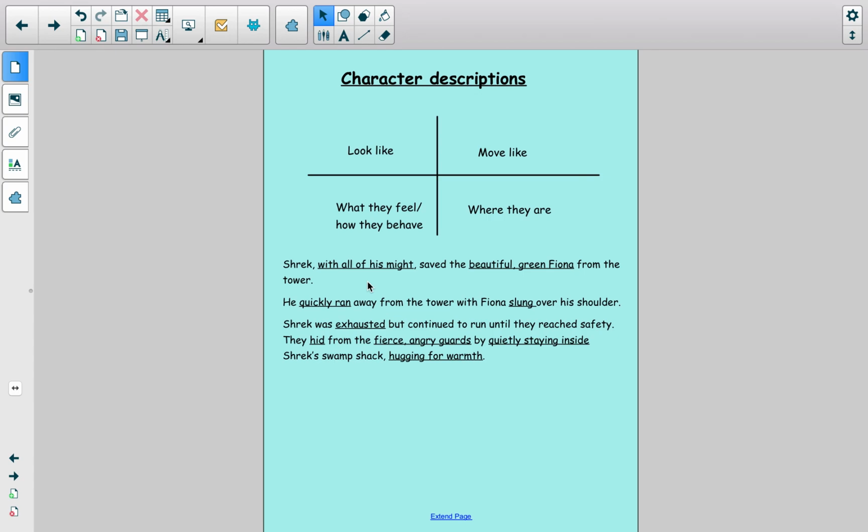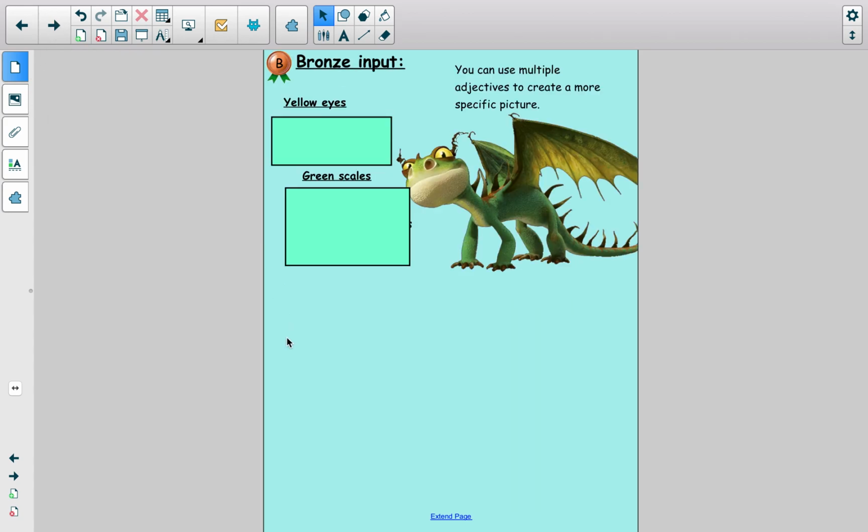I have underlined the parts of the text which are describing what the characters look like, how they are moving, what they feel, and how they behave and where they are. Today, you will be describing one of the dragons from the film How to Train Your Dragon to help you learn about character descriptions. So first, Year 3, I'm going to model Bronze Badge.